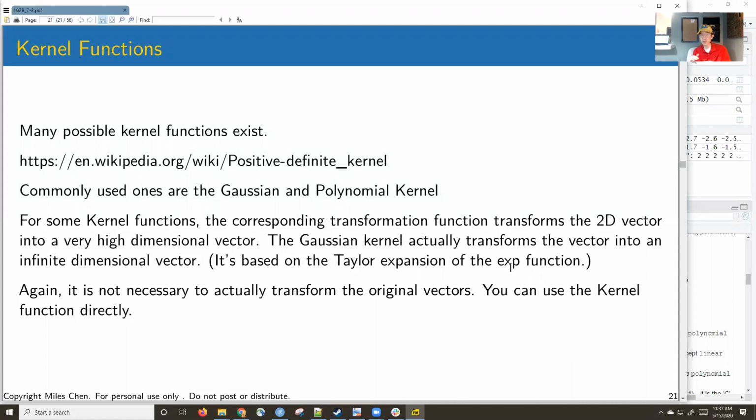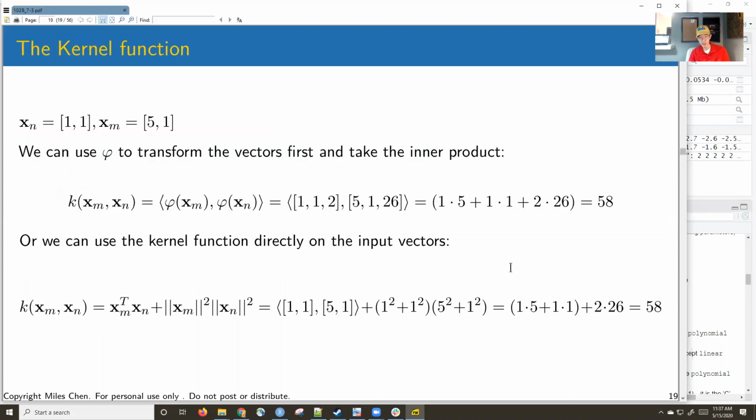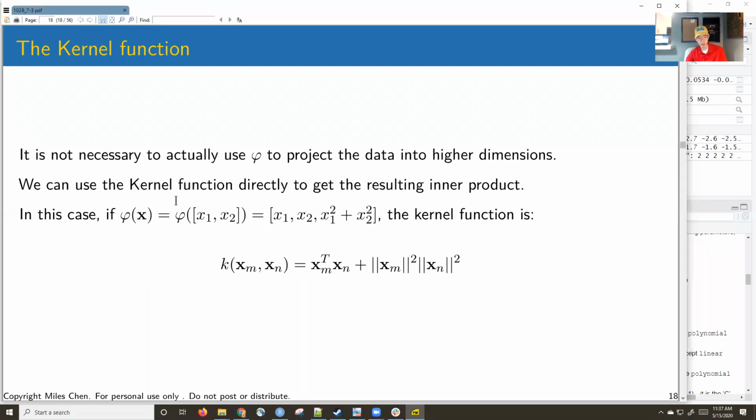But you don't actually have to. You don't actually have to transform it to infinite D and take the inner product. You can just use the kernel function directly, right? So that's the thing, you don't actually have to. It's nice for us to visualize and help our brains get our heads wrapped around it. You don't actually have to transform it into the higher dimensionality. You can just apply the kernel function directly on the vectors themselves.